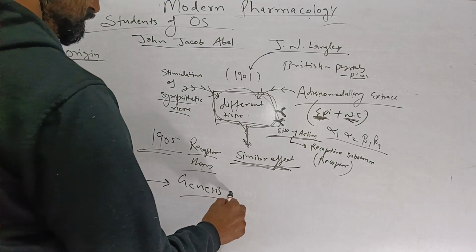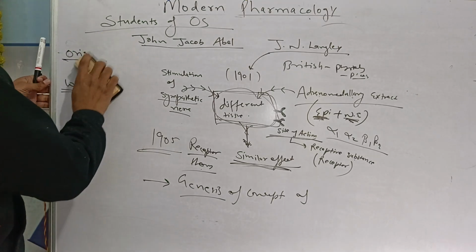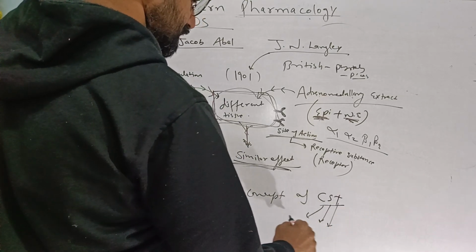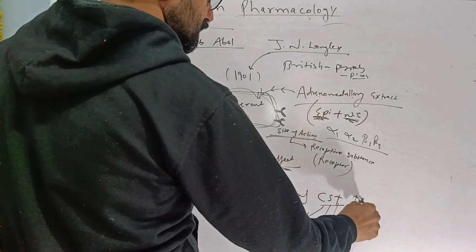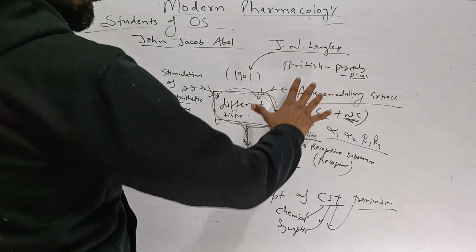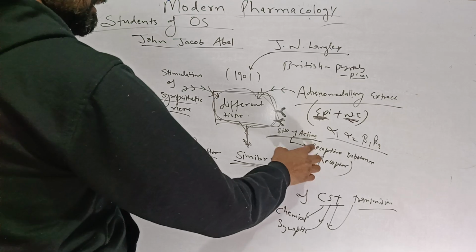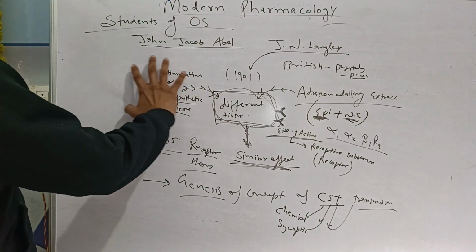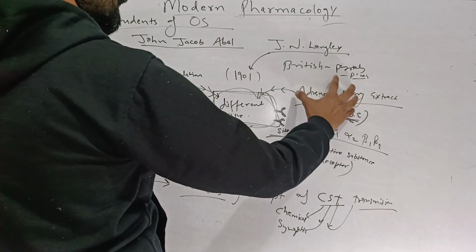He is known for the genesis of the concept of CST, that is, chemical synaptic transmission. So for these works, Langley is known for the receptor theory, the genesis of this concept, and the receptive substance which was the site of action for the adrenomedullary extract, epinephrine and norepinephrine. And when he stimulated the sympathetic nerve, he found a similar effect as when he used the adrenomedullary extract on different tissues.